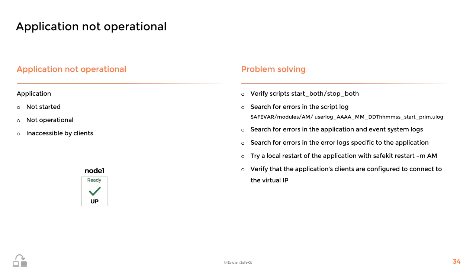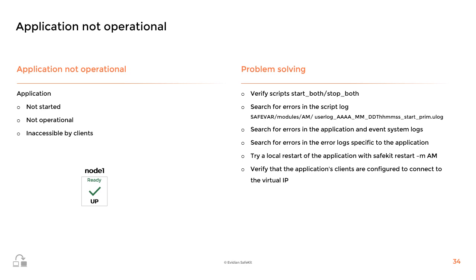Let's consider a node that is in the up green state, which typically means the application is running. However, the application is not started, not operational, or inaccessible by clients. To address this issue, first verify the start_both and stop_both scripts and search for errors in the script log of the module located in the SafeKit var directory.